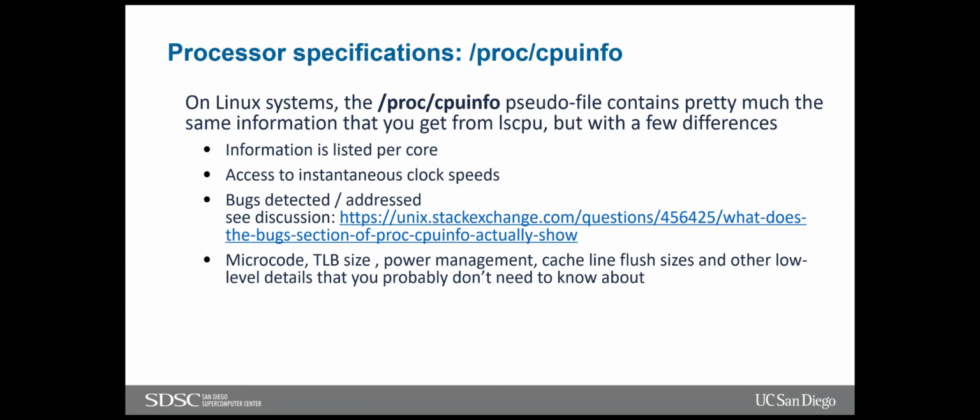As mentioned, with lscpu we got all our information from this cpuinfo file, but lscpu gave a summary of all 28 cores in the node. The cpuinfo file is going to give us the information listed per core. So this is going to allow us to look for specific information on the node, like the instantaneous clock speed. It can also tell us if there are any bugs and if they were addressed. It gives a lot more information, but we're not going to go into that today for expediency, and we don't really need to know it for this topic.